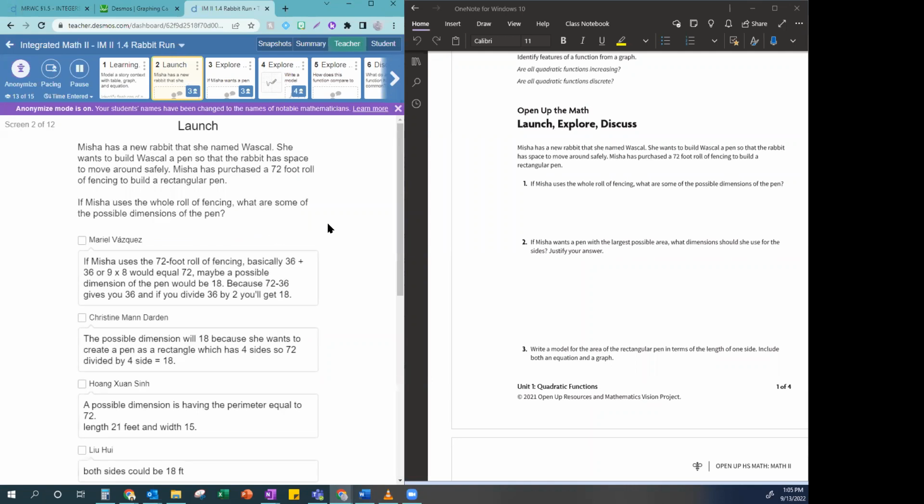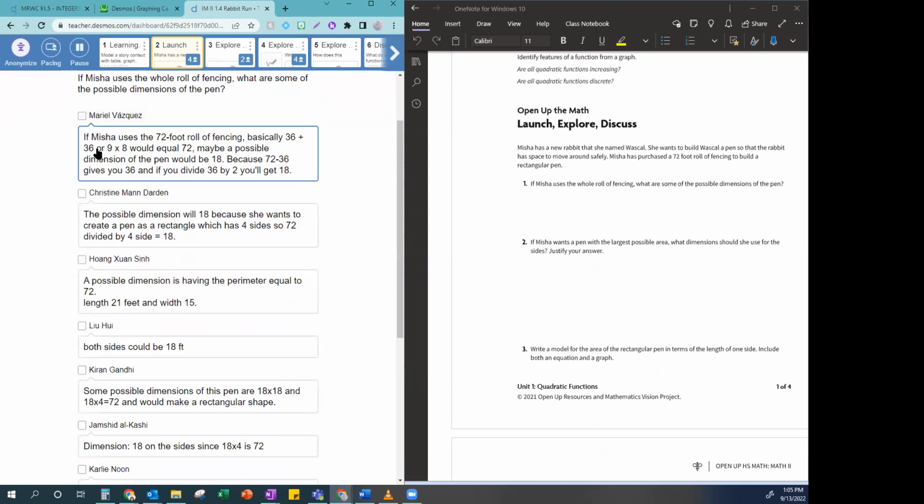So I was looking through here and I saw some really, really good answers. This person says, if Misha uses 72-foot rolling a fence, basically it's 36 plus 36, right? Would be 72. So maybe a possible pen would be 18, and I think they mean 18 by 18, right? 18 by 18. And she says, because the 36 divided by 2 is 18. So that's perfect. Perfect response.